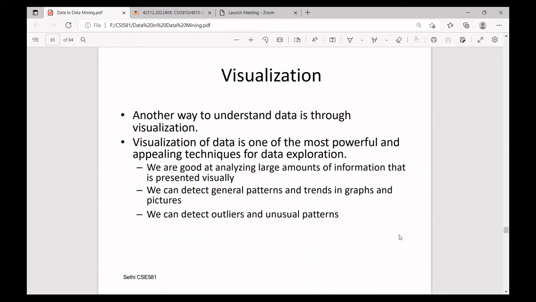Other than getting these means, variances, mode, median values, etc., it's very common to visualize the data and take a look at the data through your own eyes to understand what's going on in the data and what kind of relationships or properties might be present in the data.